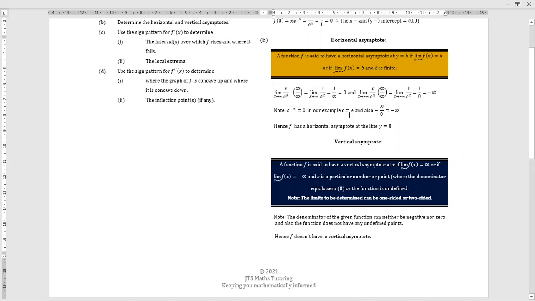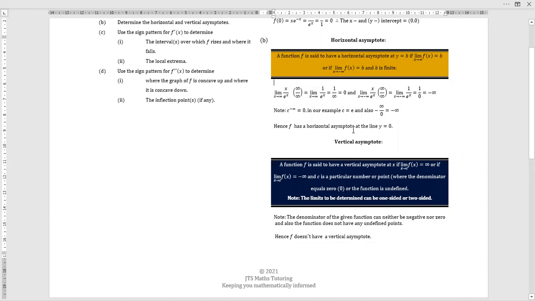So looking at this question, you can see now that the denominator of the given function can neither be negative nor 0. And also the function does not have any undefined points. Hence, f does not have a vertical asymptote.